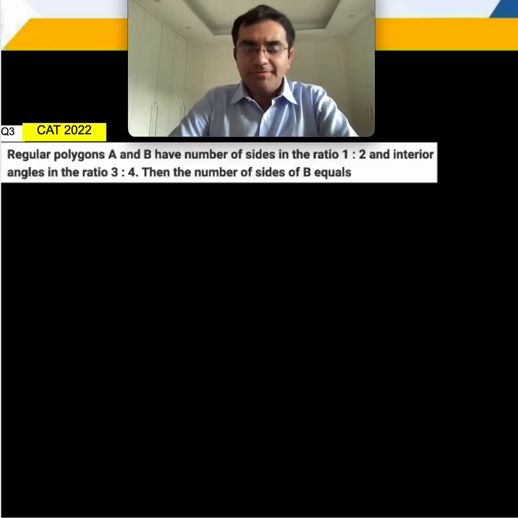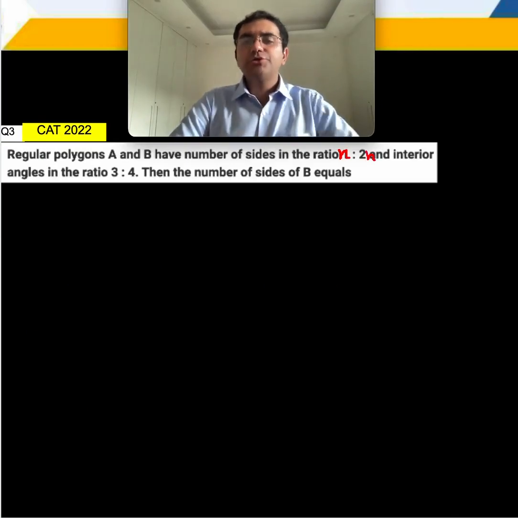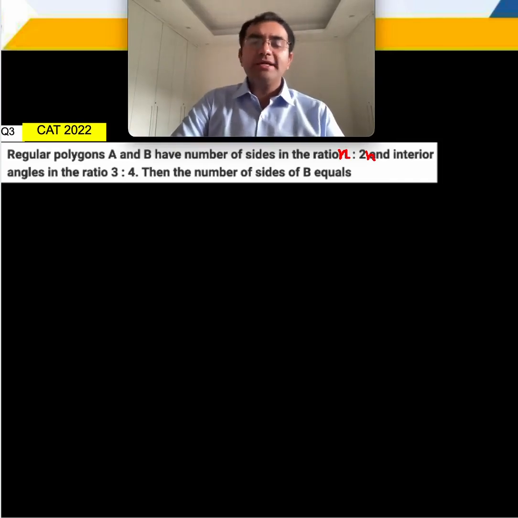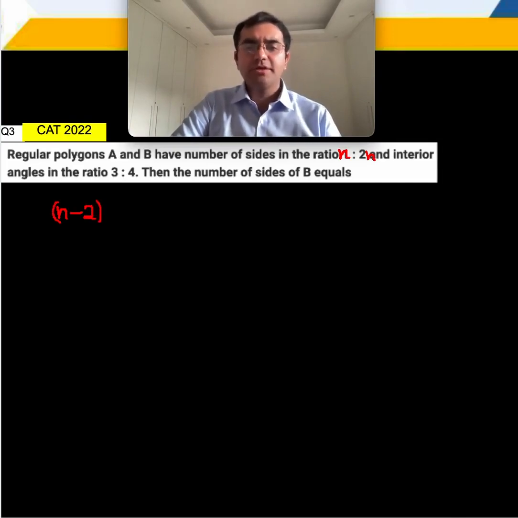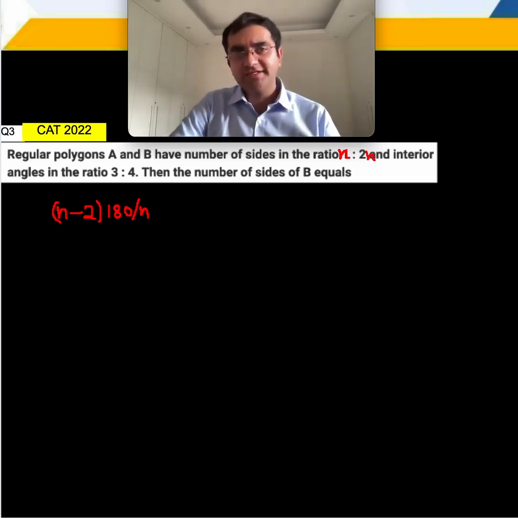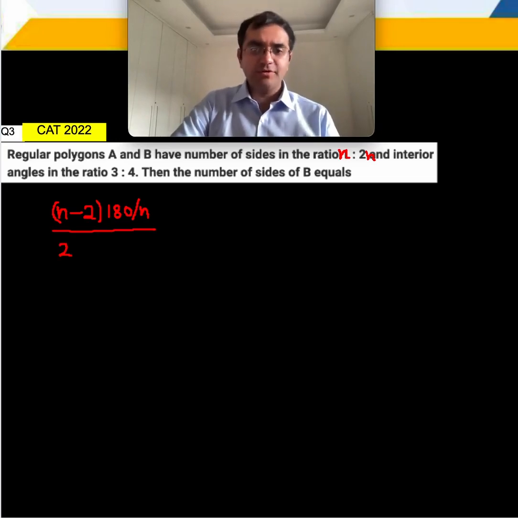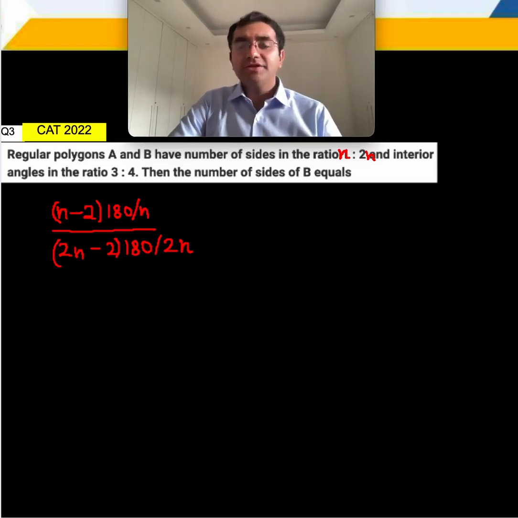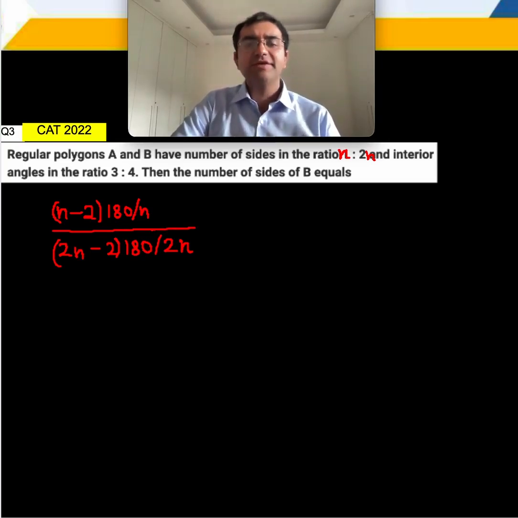Question from geometry related to regular polygons have sides in the ratio 1:2. So let the number of sides be n and 2n. उनके इंटीरियर एंगल्स आर इन द रेशियो 3:4. इंटीरियर एंगल का फॉर्मूला होता है n-2 इंटू 180 डिवाइडेड बाई n. दैट इज़ द वैल्यू ऑफ ईच इंटीरियर एंगल इफ़ n इज़ द नंबर ऑफ साइड्स. इफ़ 2n इज़ द नंबर ऑफ साइड्स तो n की जगह 2n रख देंगे अपॉन 2n. एंड द रेशियो ऑफ द इंटीरियर एंगल्स इज गिवन एज 3/4. सॉल्व फॉर n, दैट्स ऑल.